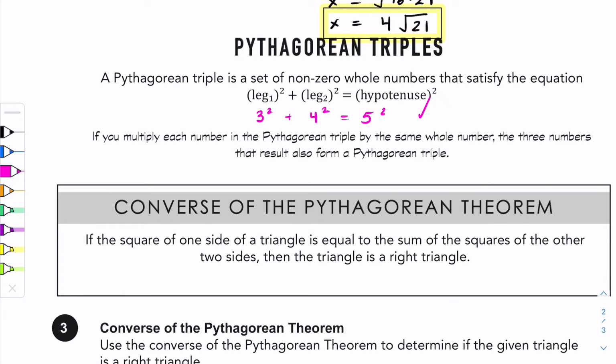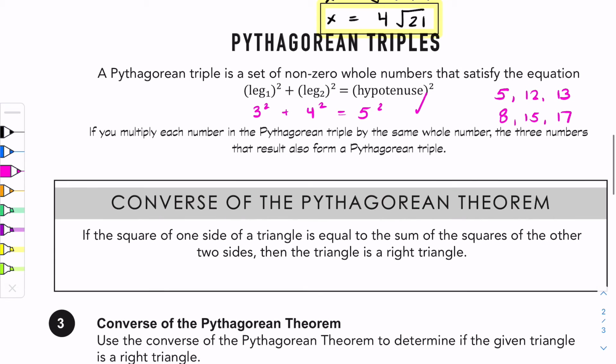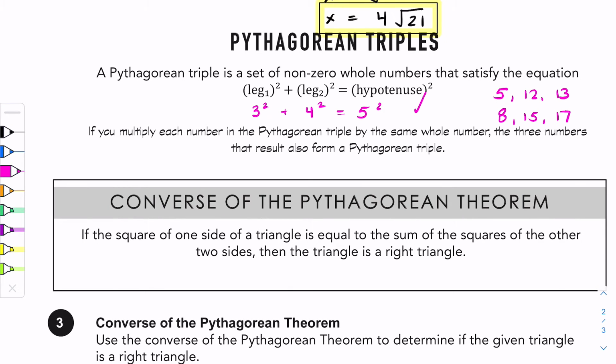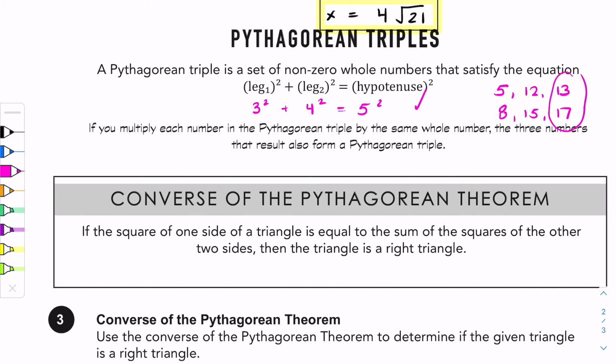You don't end up with a decimal. These numbers work out to be a perfect answer. This would be 9 plus 16 equals 25, which is true. Another example set could be 5, 12, and 13. Another one could be 8, 15, and 17. And the list continues. So when you're looking at Pythagorean triples, the largest number is always going to be your hypotenuse.